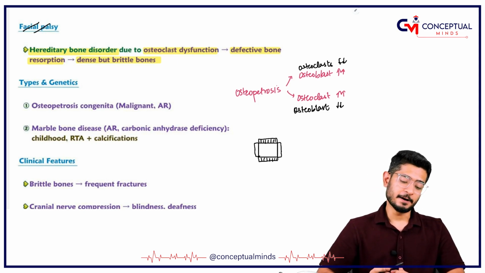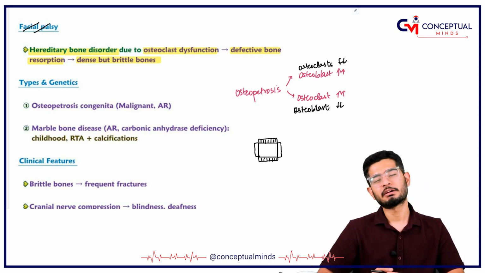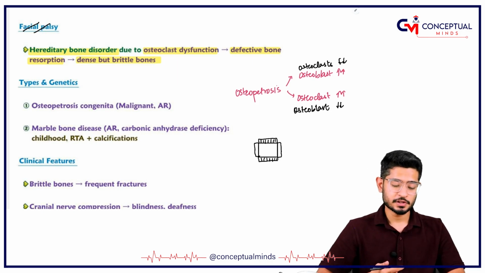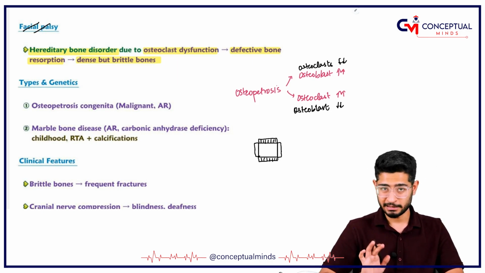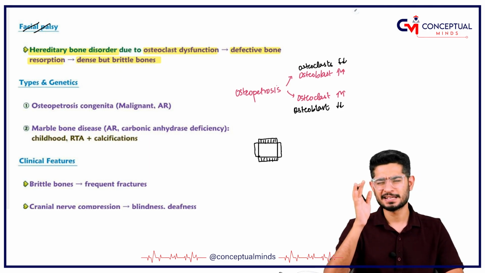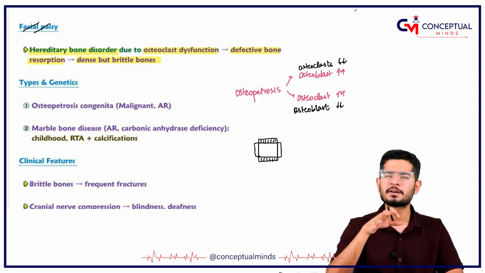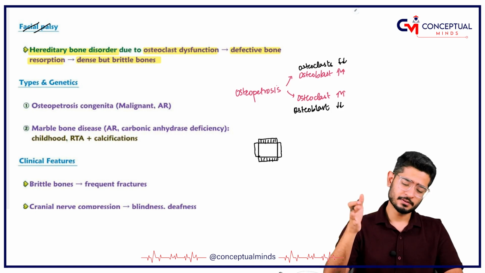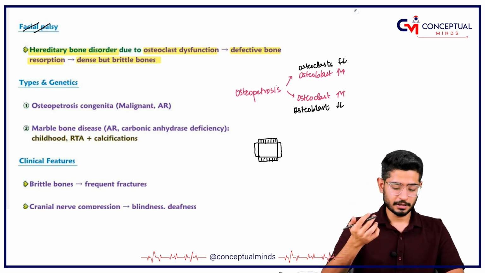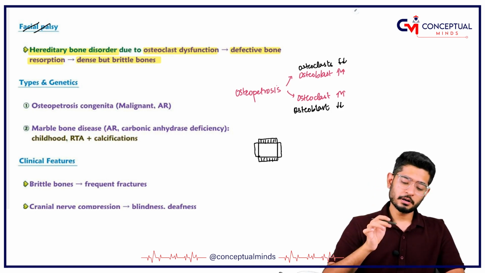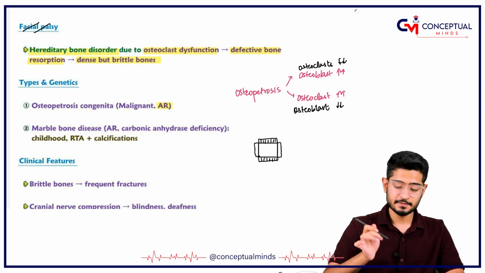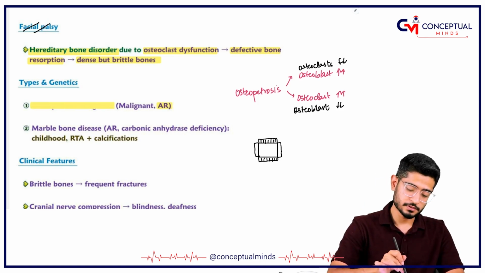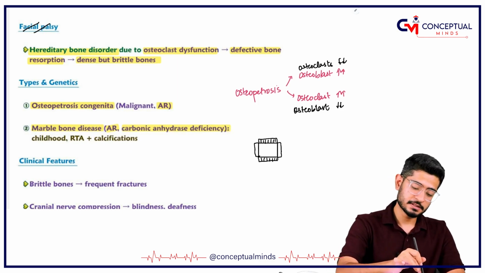Okay, and what I have to tell you is, see, pediatric osteopetrosis is not very much like the adult one. So there are so many signs which you see in adult osteopetrosis. Pediatrics doesn't have much of the signs. Okay, but of course what is important I am going to teach you. So remember, there is an autosomal recessive disease which is called osteopetrosis congenita, and there is an autosomal recessive disease which is called marble bone disease. This is because of a carbonic anhydrase deficiency.